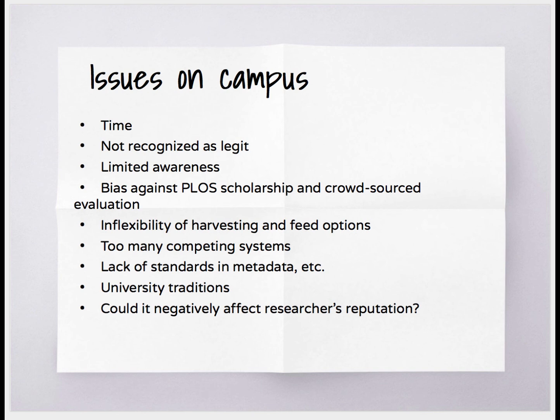At this point, I believe there are too many competing systems. We've got this data in a whole bunch of different silos depending upon where you as a scholar want to play. There is at this point a lack of standards in the way we're measuring these things and in the metadata. University traditions die hard, and a lot of our scholars do not want to change the way they've measured things for a very long time. And some scholars wonder if it could negatively affect their reputation if they engage in altmetrics activities.